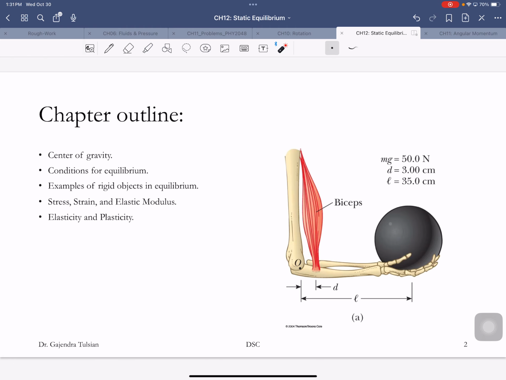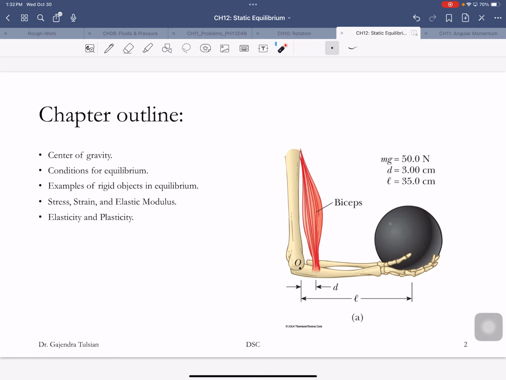So here's an extended object, this bone, and there are several forces acting on it: the weight of this bowling ball, the tension in this muscle, and the reaction force of this bone on that bone. If this bone is to be at rest, the sum of these three forces should be 0. Well, and the weight of the bone itself. The sum of all those forces should be 0, and the sum of the torques of these forces must be 0.